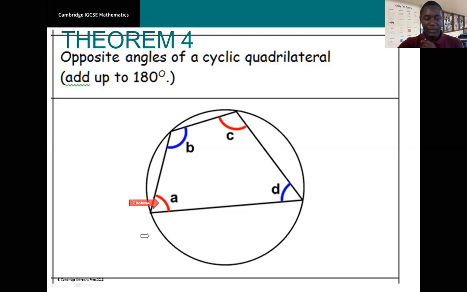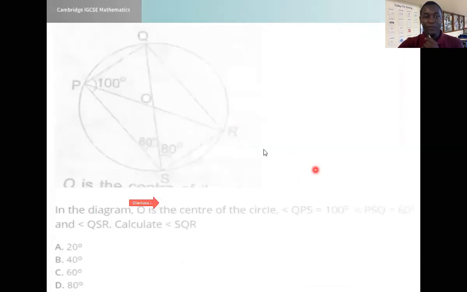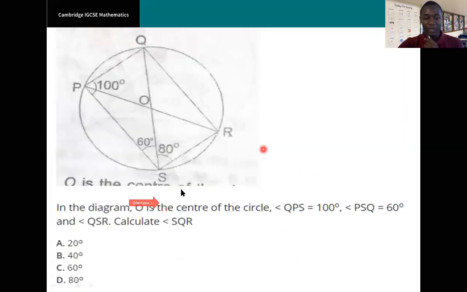Now let's go to the next theorem, theorem number 5. Okay, before theorem number 5, we have a problem here that you might want to take a look at. You have a cyclic quadrilateral here. You also have a bow tie, whichever way you want to see it. You have a bow tie diagram here, so you can make an attempt to get this problem solved.